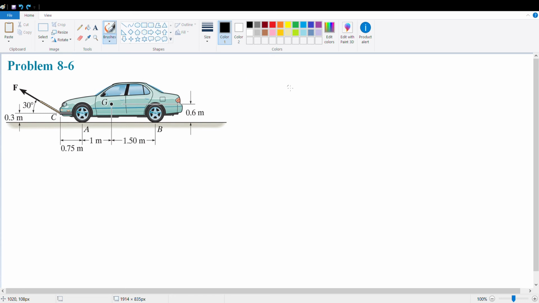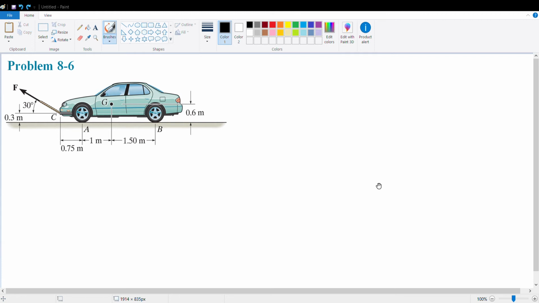Let's look at a problem from the book. We'll look at problem 8.6. We are given a car with a mass of 2000 kilograms and a center of mass whose position is G. We need to determine the towing force F required to move the car.